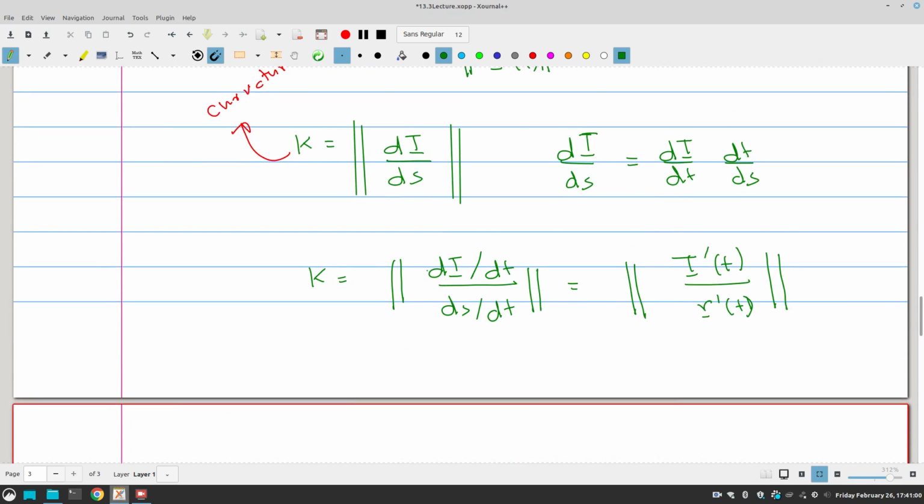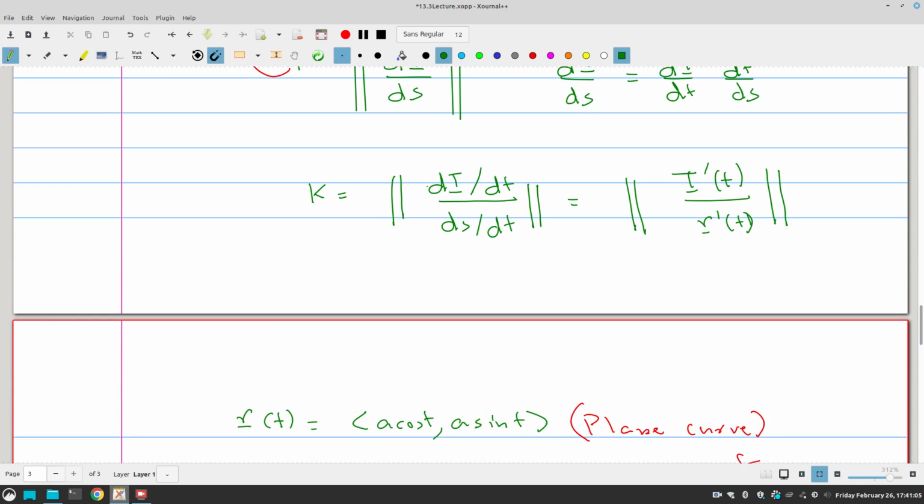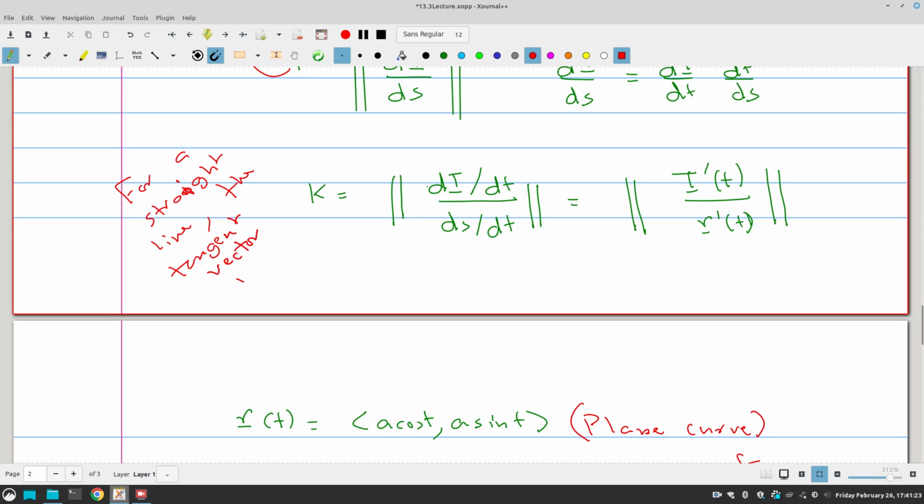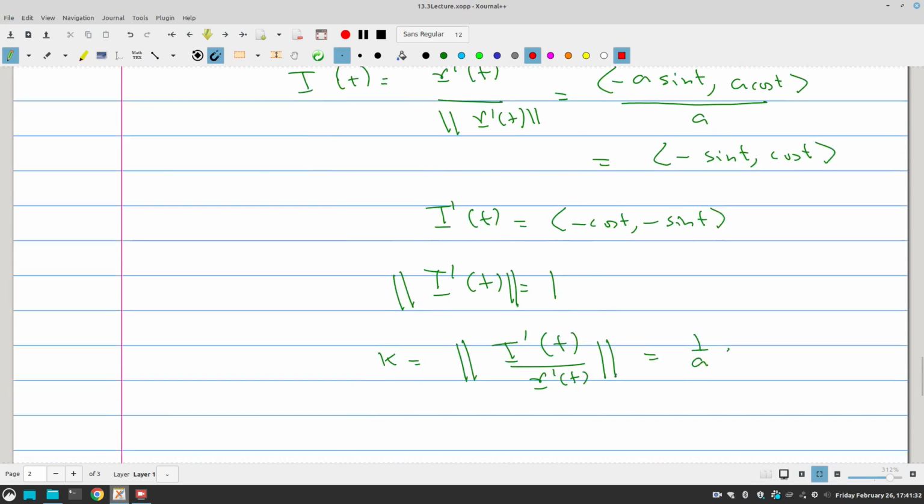Why? Because for a straight line, the tangent vector is a constant, right? So T prime t is 0. So if it's a straight line, then the curvature is 0.